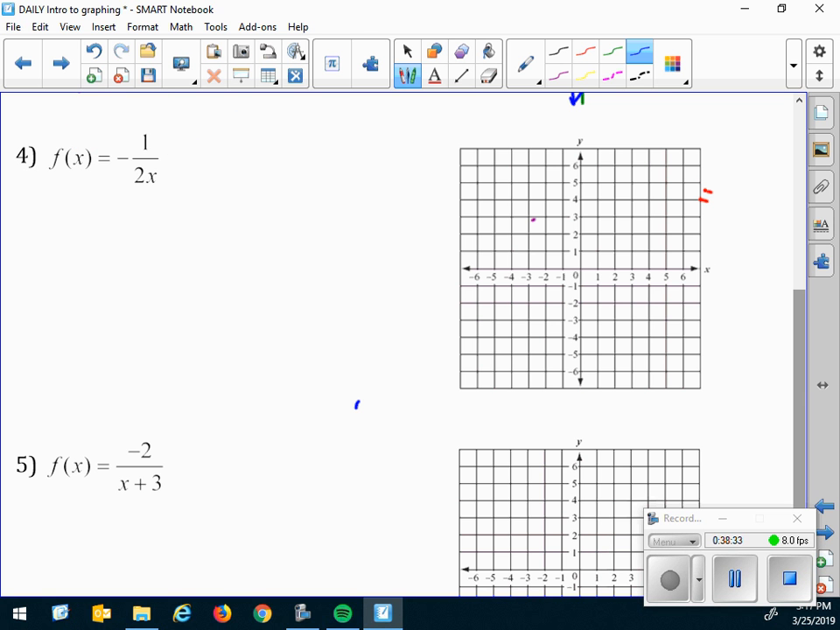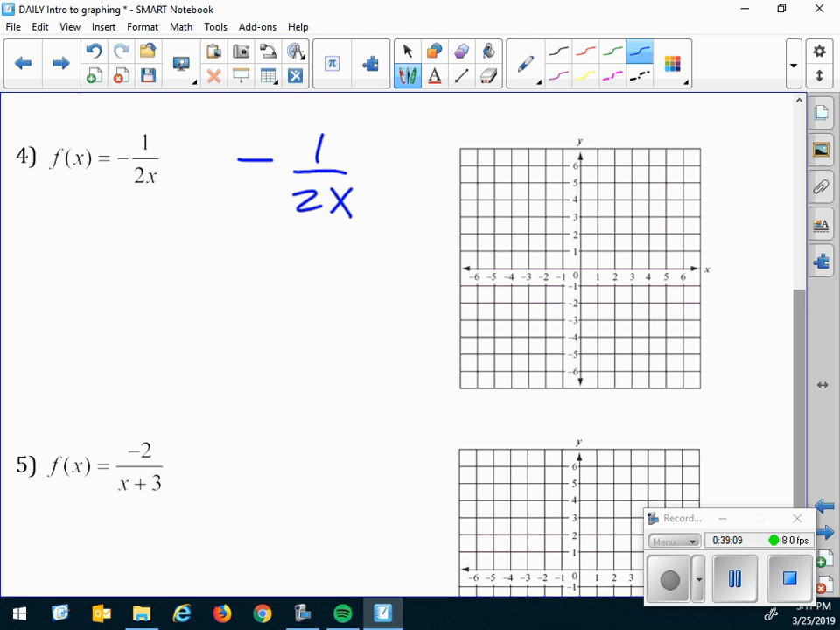Number 4. F of x equals negative 1 over 2x. Okay, so go to the back. Just make sure that you're not writing this on the side that you're going to glue down. That's a good question. Angel's asking a real good question. She said, is this a horizontal stretch or shrink, or what is this?